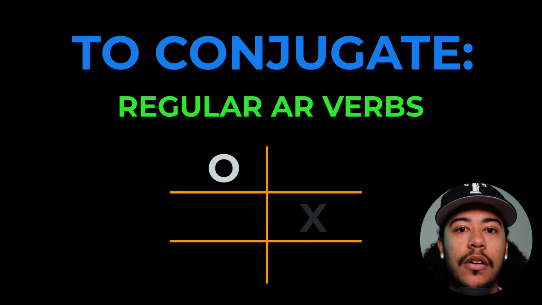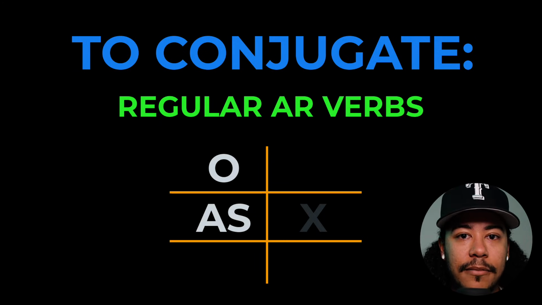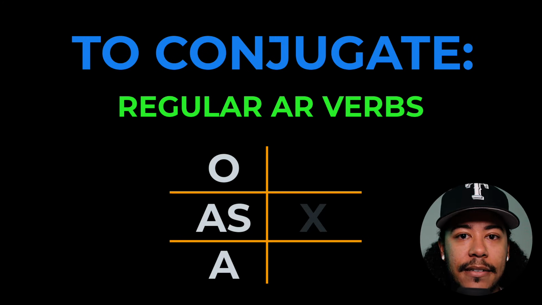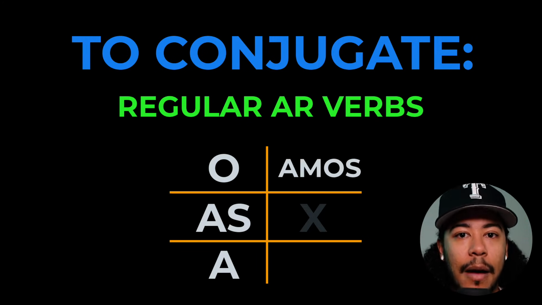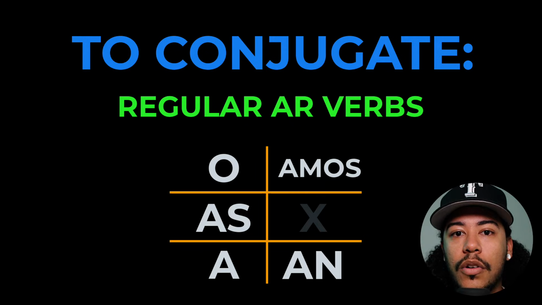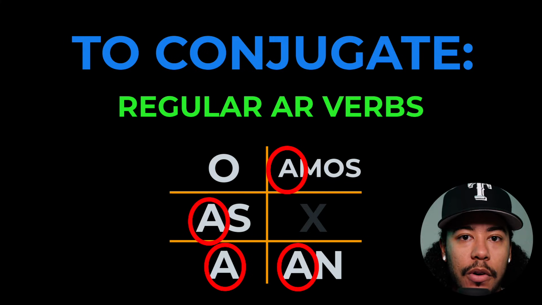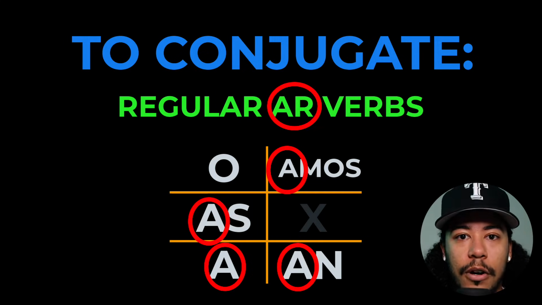Yo is o. Tú is as. Él, ella, usted, or it is a. Nosotros or nosotras is amos. Ellos, ellas, ustedes is an. Notice all the as in each conjugation except for yo. The a carries through because these are AR verbs.